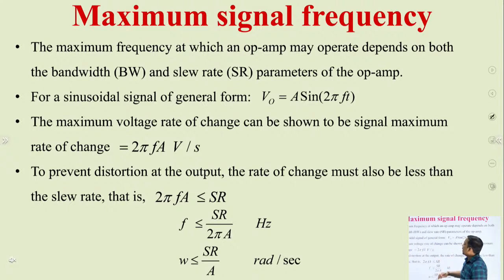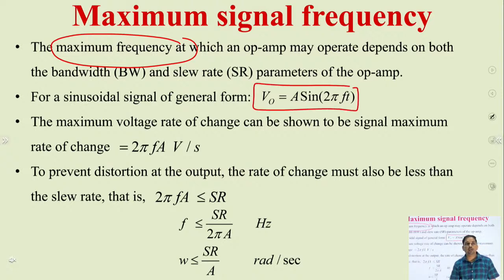For this particular case, we are calculating the maximum frequency which can be applied to the op-amp. Consider V naught equals A sine 2 pi f t, where A is the maximum amplitude of the output voltage and f is the frequency. Calculating dV naught by dt, we get 2 pi f A as the maximum value, and the unit is volt per second.